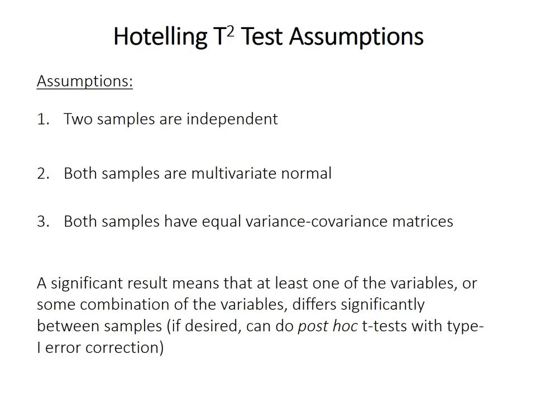But if desired, you can do t-tests on the individual variables after the fact. Make sure to correct for type 1 error risk that you would get by doing multiple tests. You don't see this that often. Generally you're running the Hotelling t-squared for a reason, because the variables are related and you want to know generally how they compare together.